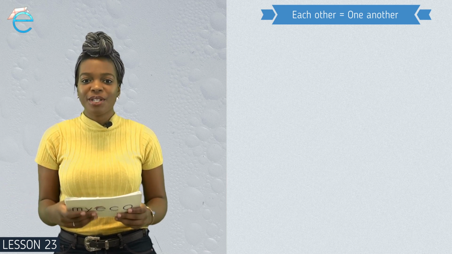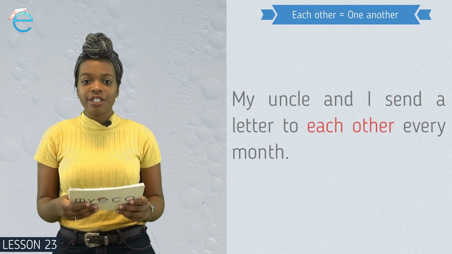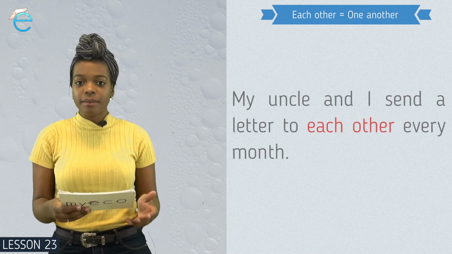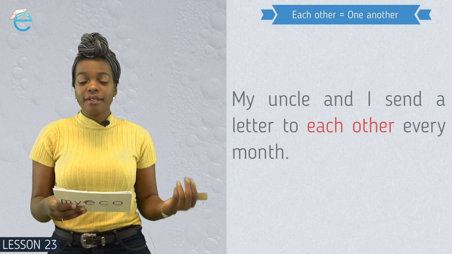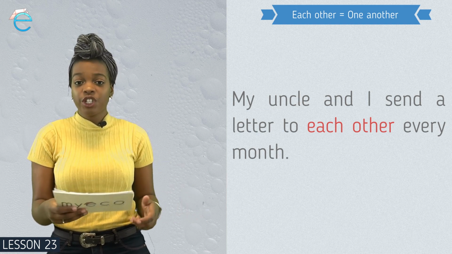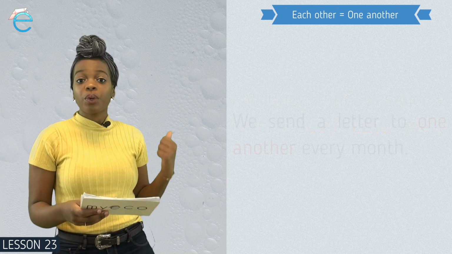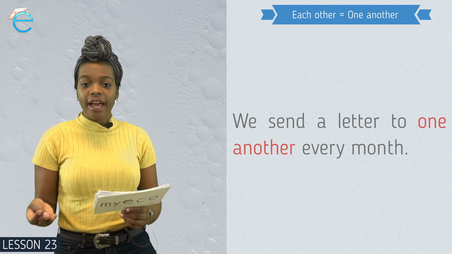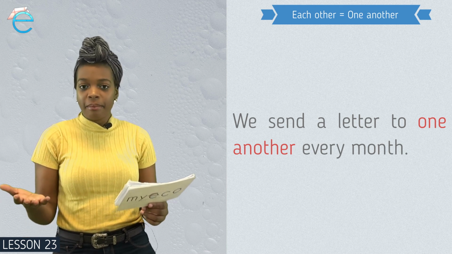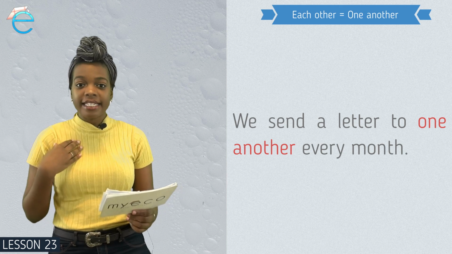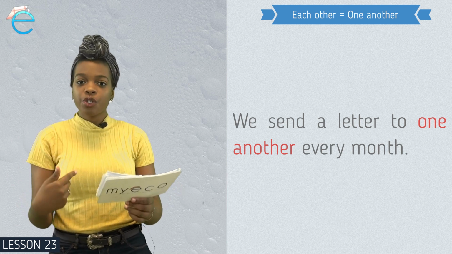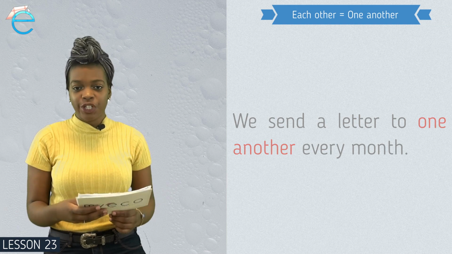Okay, so let's start off with each other and one another. These two words have the same meaning, and it means that both people are doing the action. For example, my uncle and I send a letter to each other every month. This means both my uncle and me, we both send letters to each other. Let's look at another example. We send a letter to one another every month. So this has the same meaning as our first sentence, meaning I send a letter and my uncle sends a letter to each other. We are both doing the action of sending a letter.